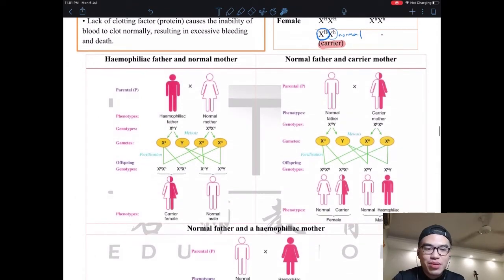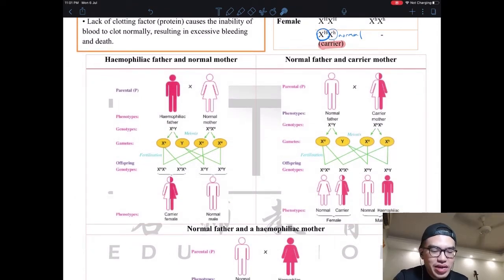So first example, let's say this father is hemophiliac. Hemophiliac is X small h Y, so there's only one possibility here. He marries a normal mother, which is X big H X big H. And then we do meiosis. The father's sperm, half is X small h, half is Y. I hope you know why. The mother has only X big H, so all the ovum will be big H. So combinations 1 3, 1 4, 2 3, 2 4.